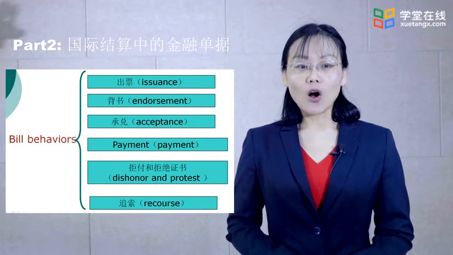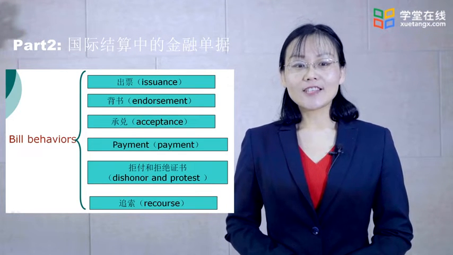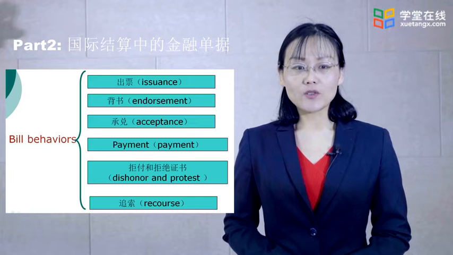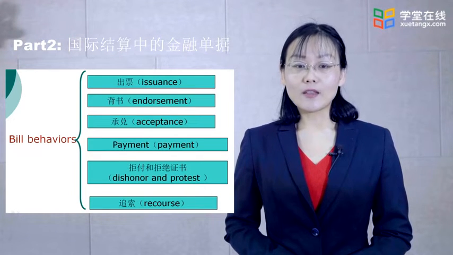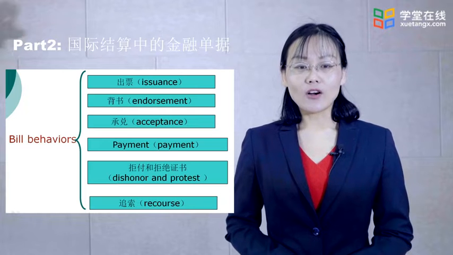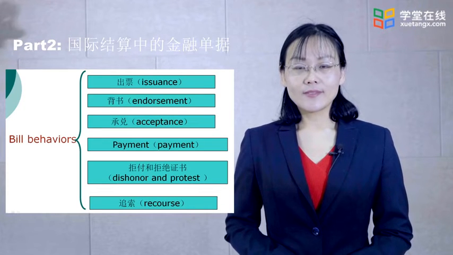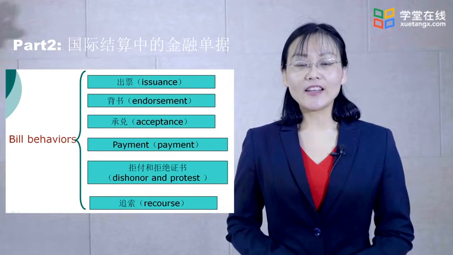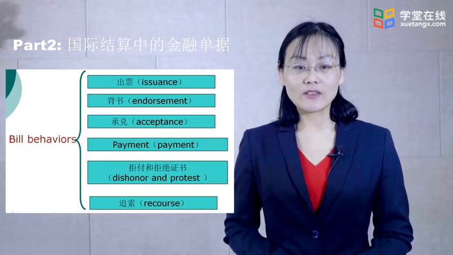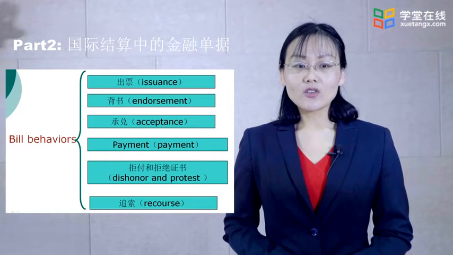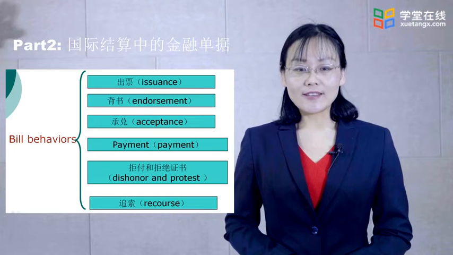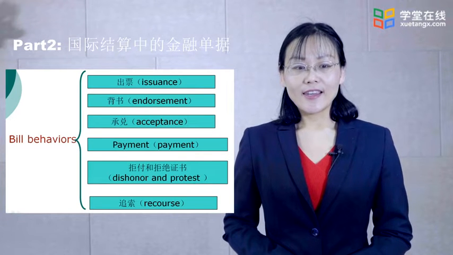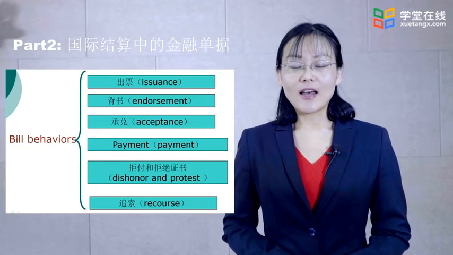When a payee or holder signs his name on the back of the instrument for the purpose of transferring it to another person, he is called an endorser. He is liable to any of his subsequent endorser. Endorsee is the person to whom an instrument is endorsed. He is the holder of an instrument.